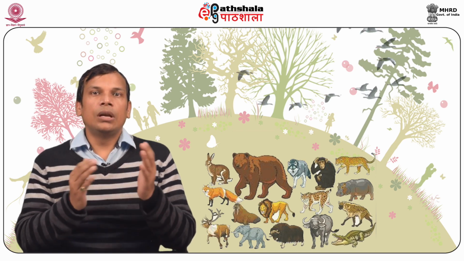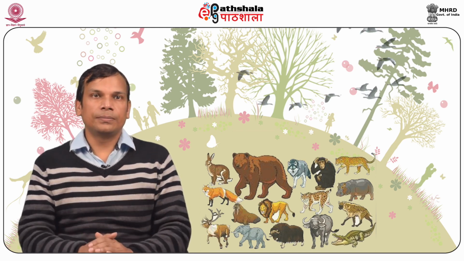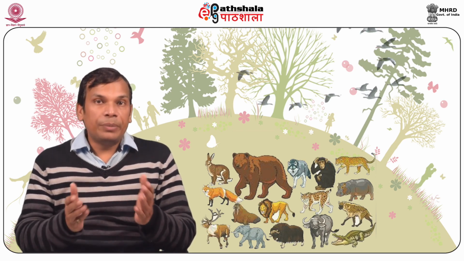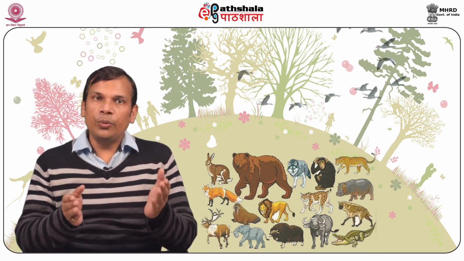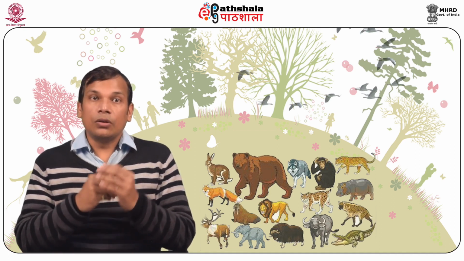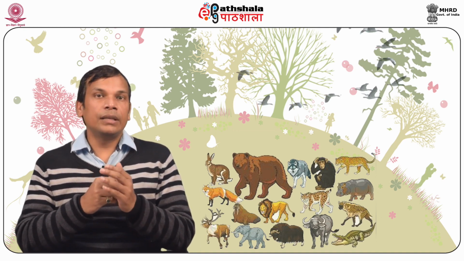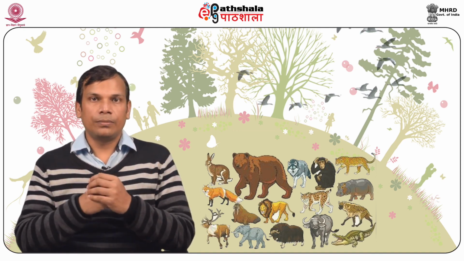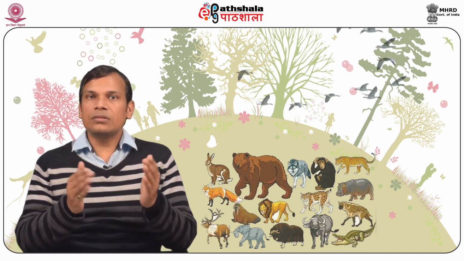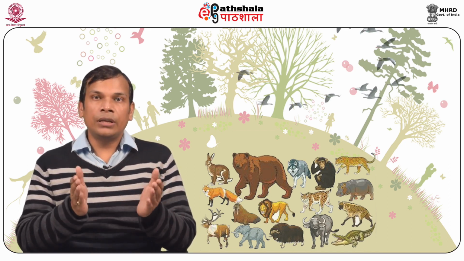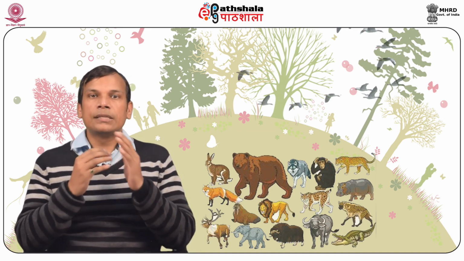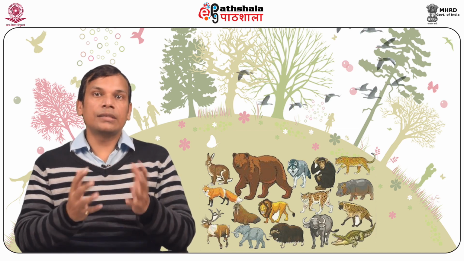terrestrial environment into life-sustaining habitats. The physical conditions such as temperature, wind, humidity, and sunlight of the terrestrial environment are not as uniform as in the aquatic habitat. Terrestrial ecosystems in their natural state are found in different types of forests, grasslands, semi-arid areas, and deserts.